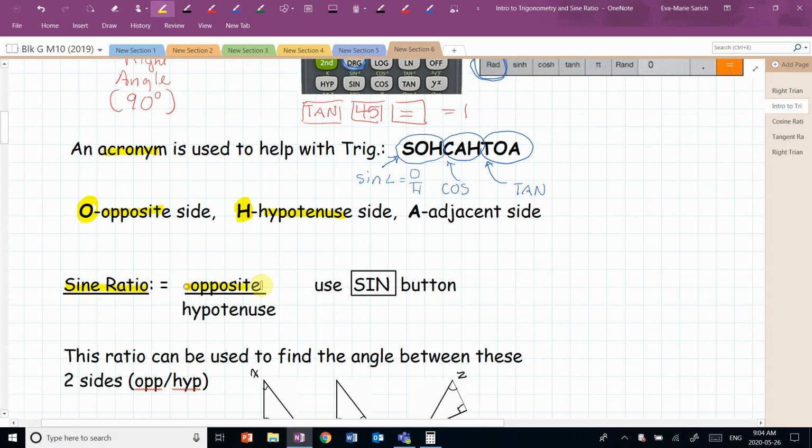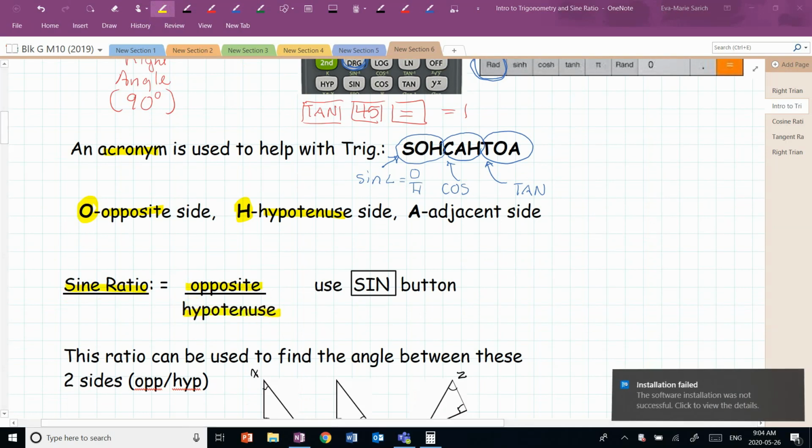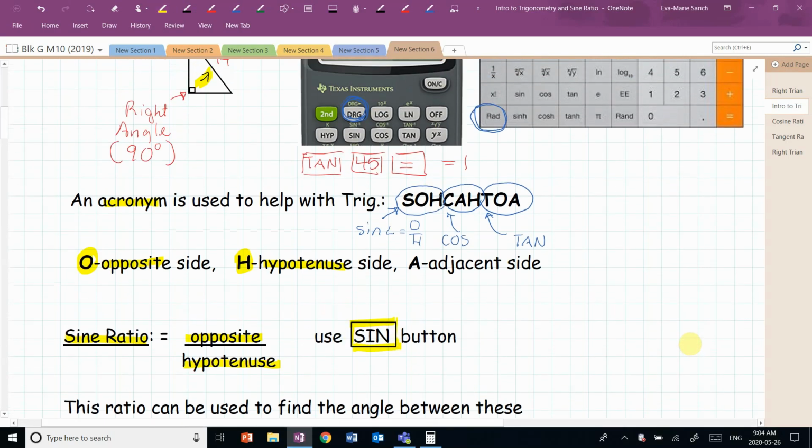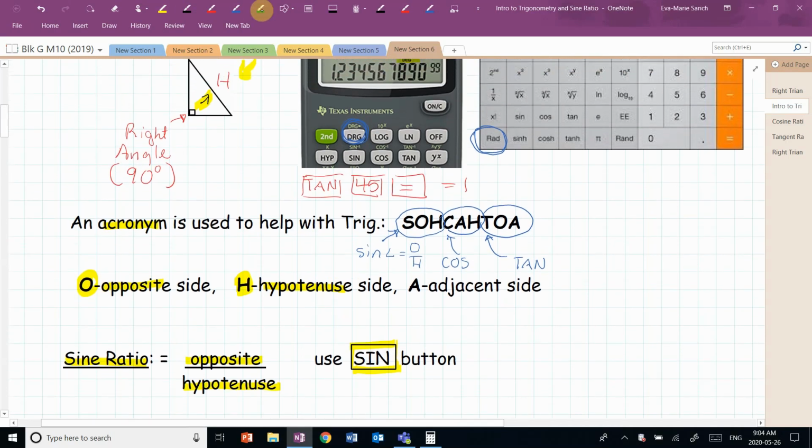If you take the opposite side of an angle and its hypotenuse, and you divide them, you get a ratio that is always the same for that angle, okay? Now, we're going to use the sine button on our calculators today, so you need to find the sine button. If we go back up to the 2 calculators that I have up here, we can find sine here, okay? And we can find sine here, okay?